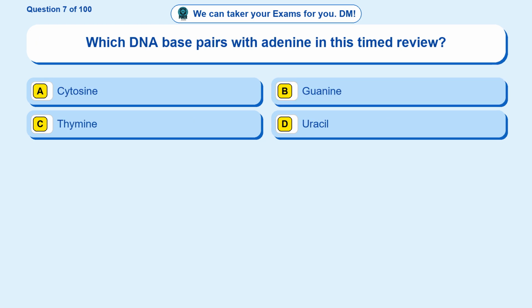Question 7. Which DNA base pairs with adenine in this timed review? Option A, cytosine. Option B, guanine. Option C, thymine. Option D, uracil. The correct answer is option C.